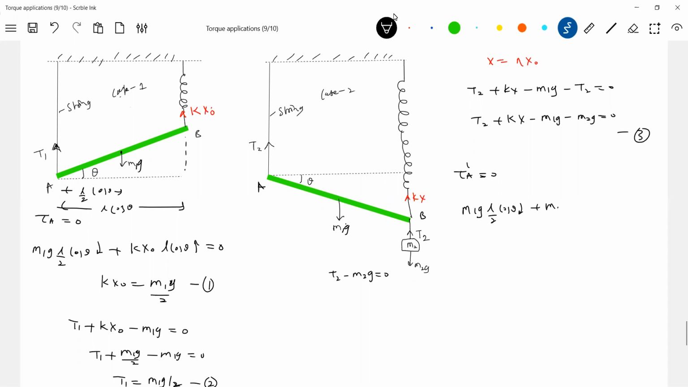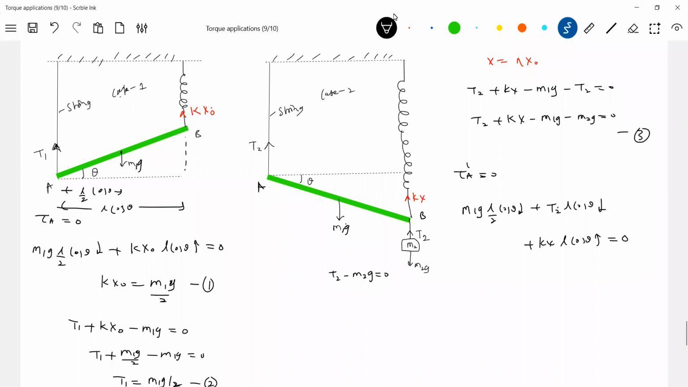T2 is equal to m2. So here, T2 into L cos theta clockwise. Due to spring force, kx L cos theta anti-clockwise equal to 0.